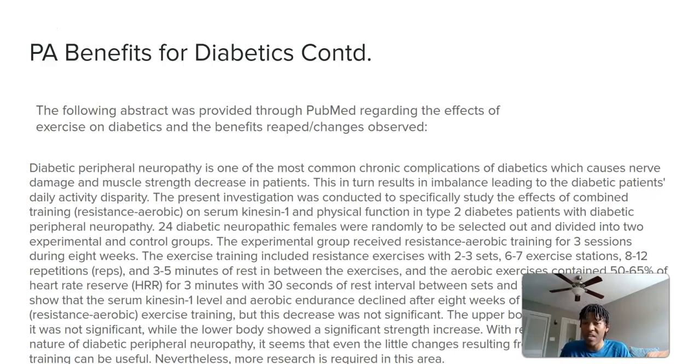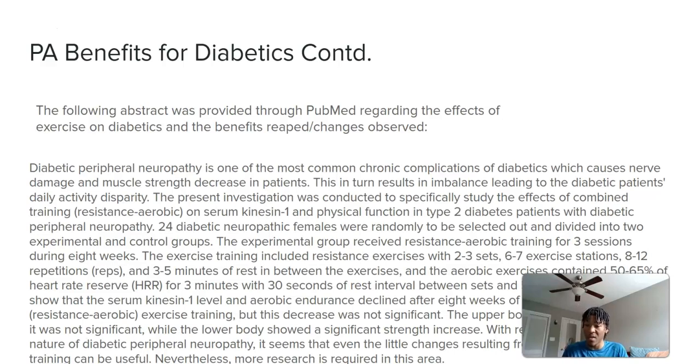What they did was they had 24 diabetic neuropathic females who were randomly selected and divided into experimental and control groups. The experimental group had resistance aerobic training for 3 sessions over an 8-week period. The exercises included resistance exercises with 2 to 3 sets, 6 to 7 exercise stations, 8 to 12 repetitions, and 3 to 5 minutes of rest in between each one. The aerobic exercises had 50 to 65% of the heart rate reserve for 3 minutes with 30 seconds of rest intervals between sets and 5 to 10 repetitions. What they found at the end of the 8-week period was that upper body strength did increase, but not significantly, while the lower body did show a significant strength increase.